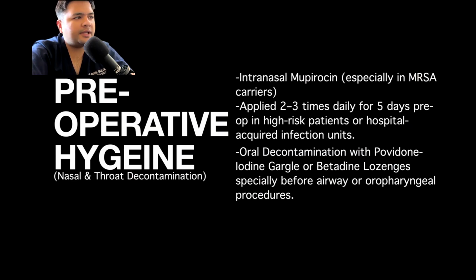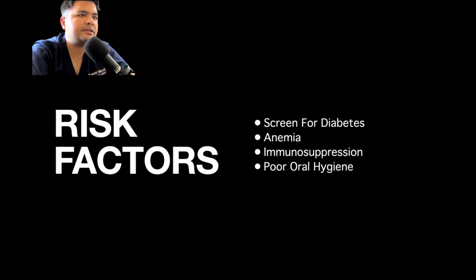Preoperative hygiene, nasal and throat decontamination. Intranasal mupirocin, especially in MRSA carriers, applied 2 to 3 times daily for 5 days pre-op in high-risk patients or hospital-acquired infection units. Oral decontamination with povidone iodine gargle or Betadine lozenges, especially before airway or oropharyngeal procedures. Risk factors: we need to screen for diabetes, anemia, immunosuppression, poor oral hygiene.